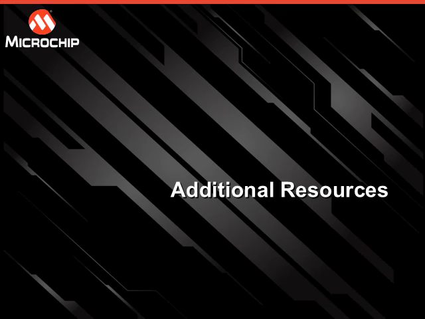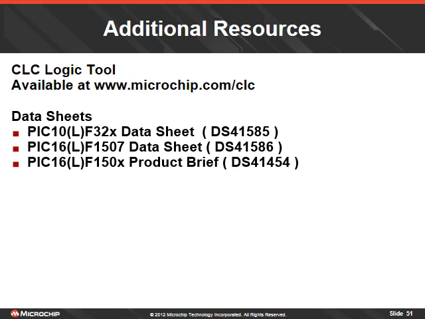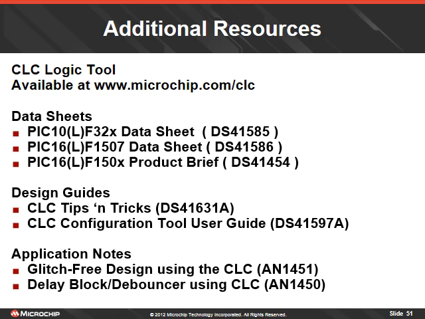There are additional resources available for the CLC module. There are several different documents to help you use the CLC module. You can download any of the documents at www.microchip.com/CLC. Datasheets for the devices contain information on the CLC module. Listed here are just a few. CLC design guides are also available. A couple CLC application notes for glitch-free design and delay block debouncer are listed.